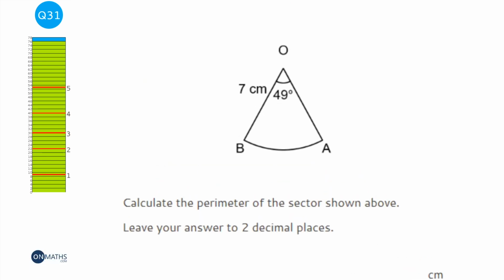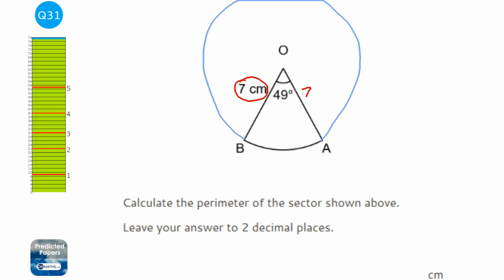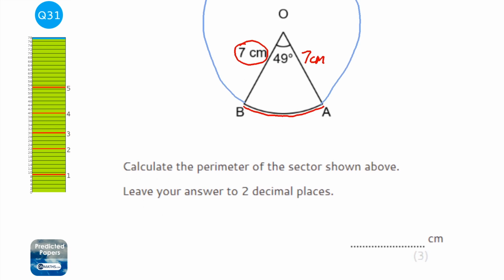Okay, so the important thing to realise first is that this is a part of a full circle. So if I draw the full circle in badly, we've just got a slice of it. Now it asks us for the perimeter. Now there are 3 parts to the perimeter. There's this 7 centimetres here, there's 7 centimetres here, and this what we call an arc here. So we need to work out the arc first.